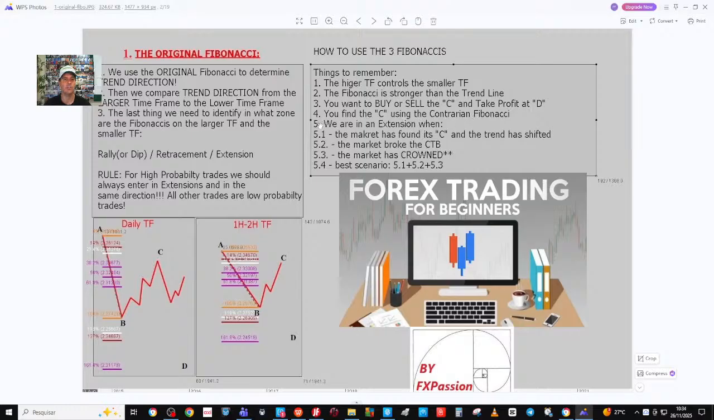And number 5, everybody, talking about trading, we are in an extension when number 1, the market has found the C and the trend has shifted. The market broke the counter trend line, or the market has crowned. Best scenario, it's 1, 2, 1, 2, 3, alright?